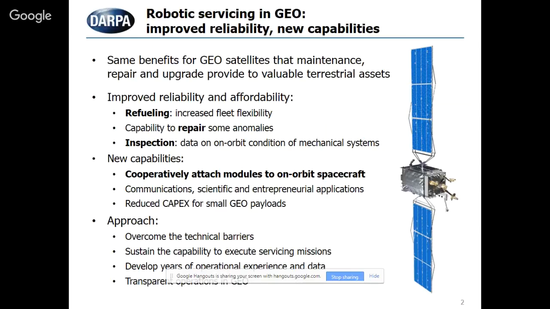There is nowhere on Earth where we spend $1 billion on a system and then never inspect it and never maintain it and never upgrade it. I mean, that's crazy, right? But that's what we do in space. So the idea of this program is let's do those things for those billion-dollar assets that are out there.